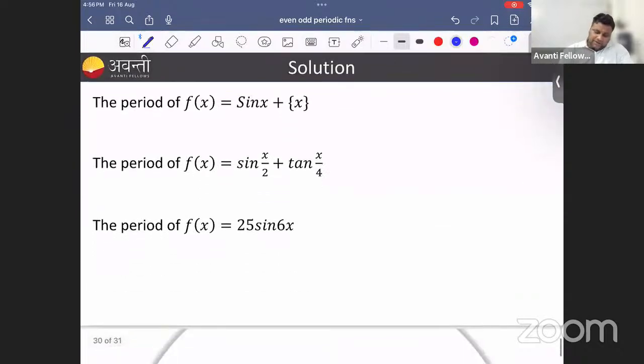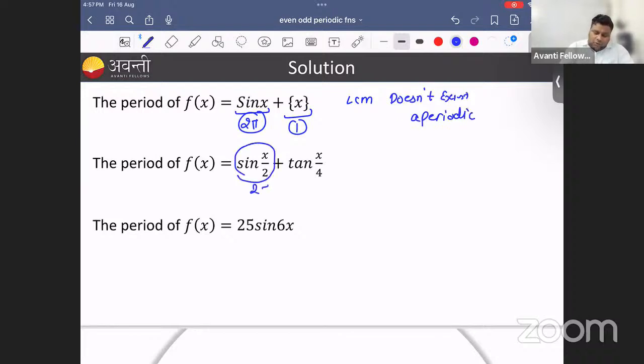Now see this example. f(x) equals sine x. What is the period? 2 pi. f(x) equals the fractional part of x. What is the period? 1. Now see, one of them is irrational, one of them is rational. 2 pi is irrational, 1 is rational or integer. The multiples of 2 pi will be 2 pi, 4 pi, 6 pi, which are all irrational. Multiples of 1 will be 1, 2, 3, which are all integers. So they will never have an LCM. So the LCM does not exist. So the function is aperiodic.